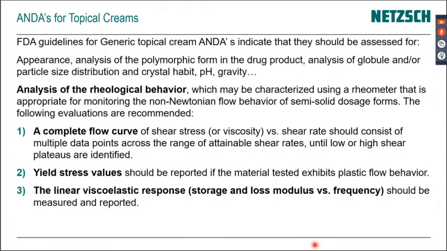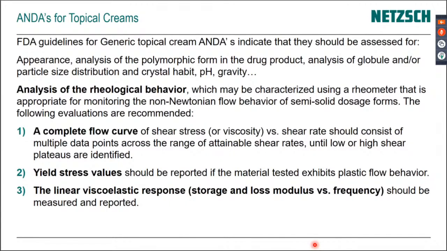Now, the FDA came out with some guidelines for topical creams, and that's if you were going to make a generic drug and just copy one of the original innovators, then you can have an abbreviated new drug application. And the FDA's guidance said that you need to look at the appearance and analysis of the polymorphic forms of the drug in the drug product, and also analysis of the particle size or globule size, and the pH and the crystal habit and the gravity.